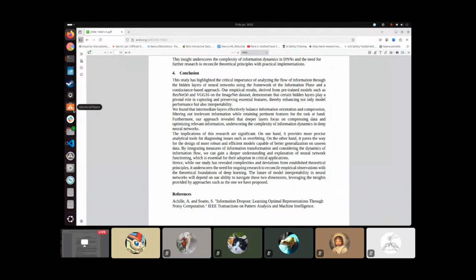Furthermore, our approach revealed that deeper layers focus on compressing data and optimizing relevant information, underscoring the complexity of information dynamics in the neural networks. Yeah, neural networks are complicated. That's not a very surprising result.